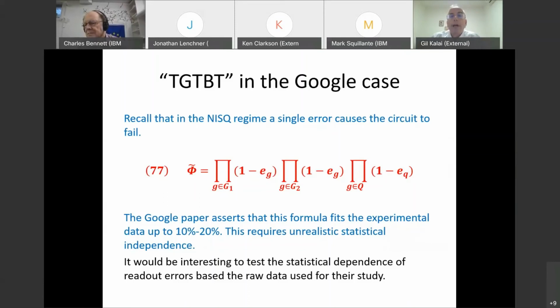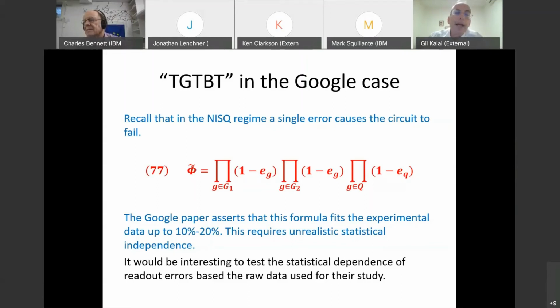So every qubit has some typical readout error. And there is some statistical way to measure, for each component, the probability that it will inflict error on the computation. Those are denoted by EG for the gates and EQ for the qubits.